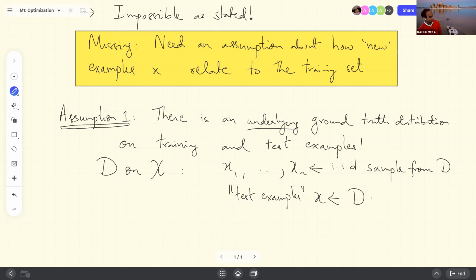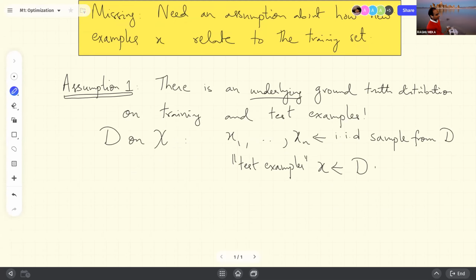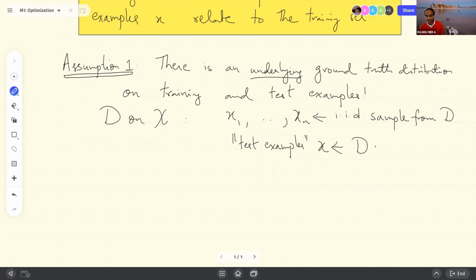Okay, does this make sense? This is an implicit assumption that pretty much any learning algorithm has to make. Okay, so this is an assumption just on the domain, the examples that we are seeing, right? It's not on the labels. We haven't said anything about the labels so far. So let us now address that.